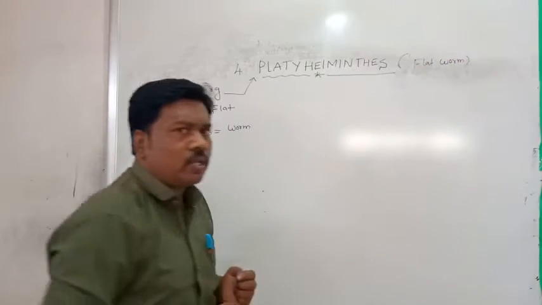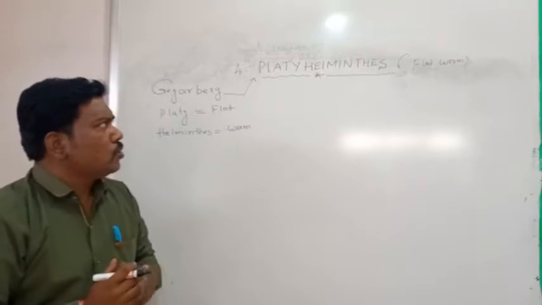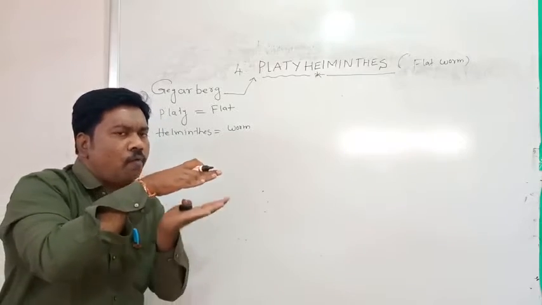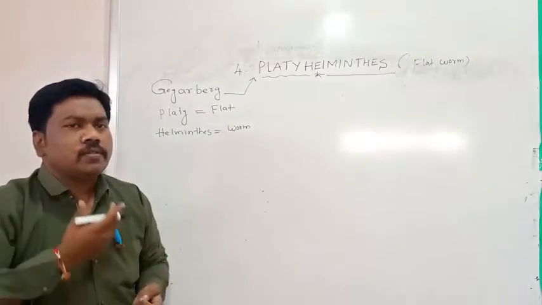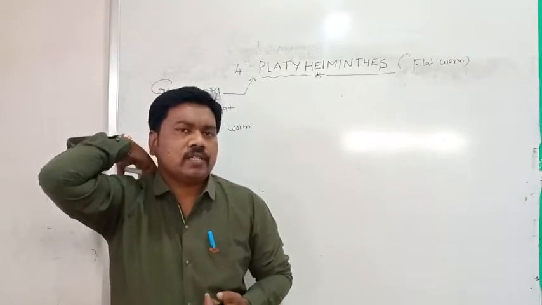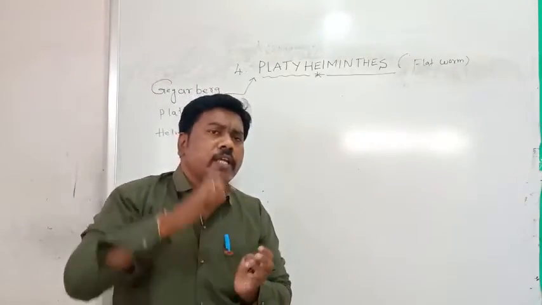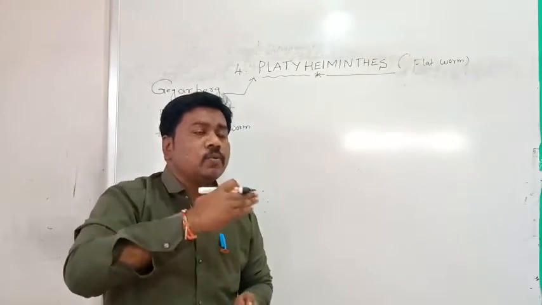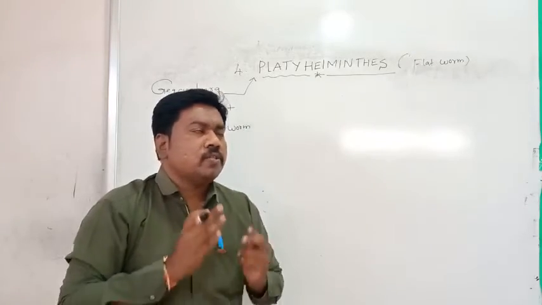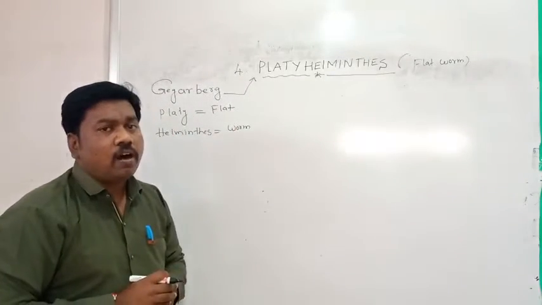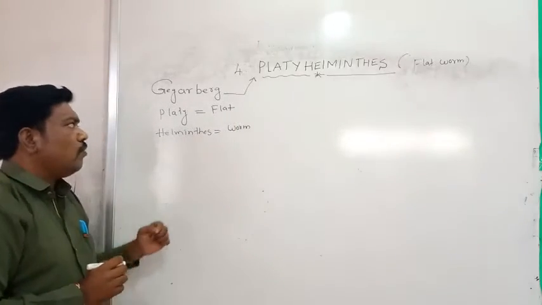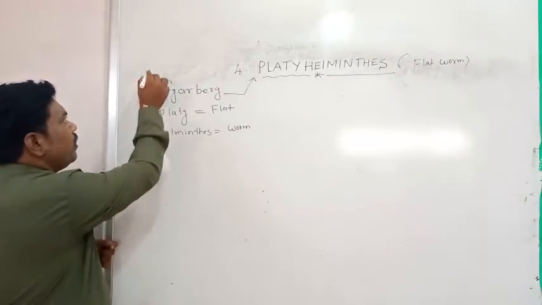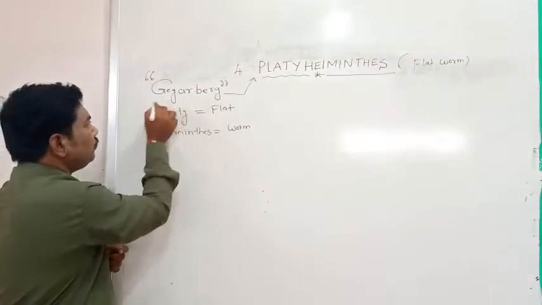Why are these organisms known as flat worms? All the members of Platyhelminthes have a body that is dorsoventrally compressed. This is the ventral side and this is the dorsal side. Because the body is compressed dorsally and ventrally, it has a flat, leaf-like appearance. That's why they are called flat worms. This word was proposed by the scientist Gegenbaur.